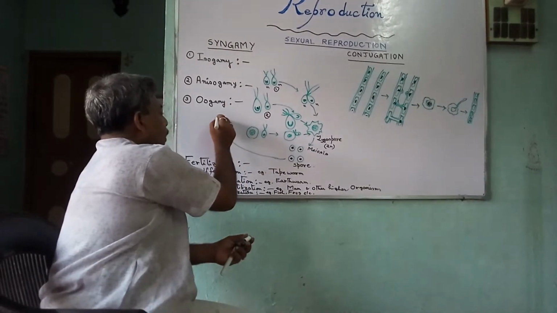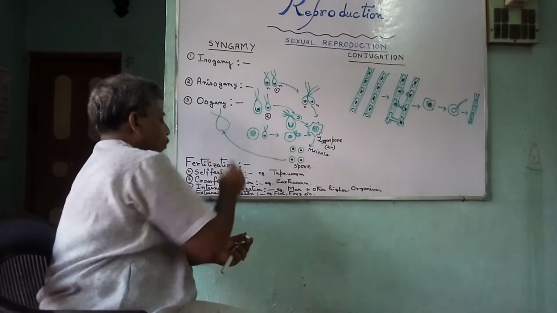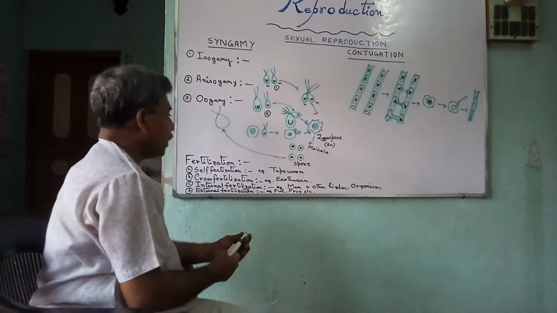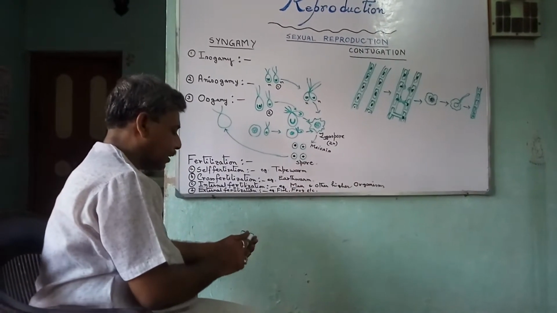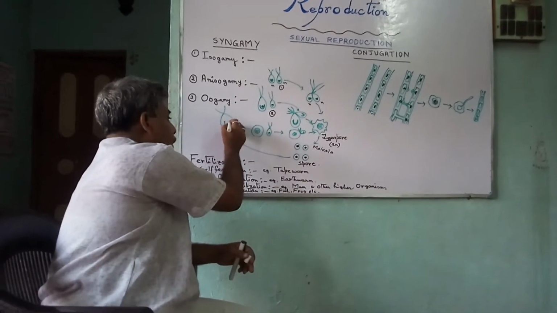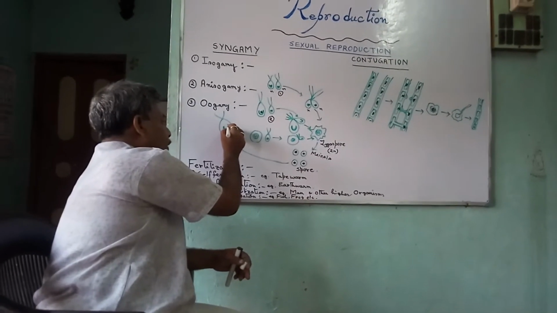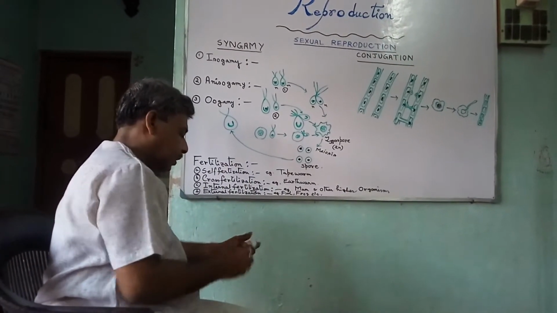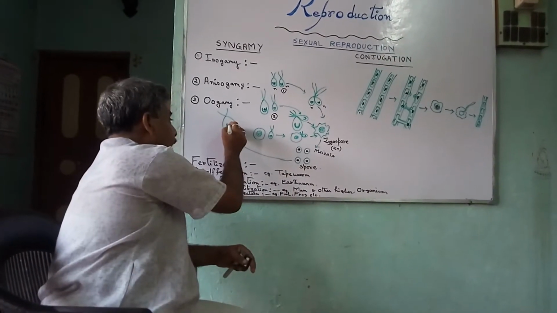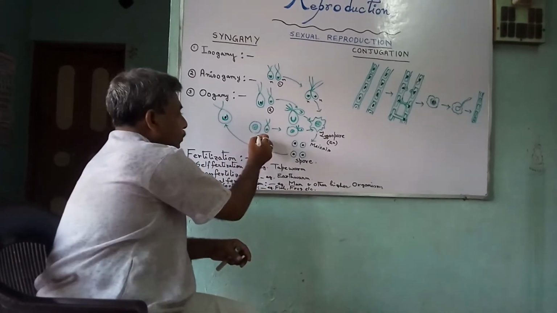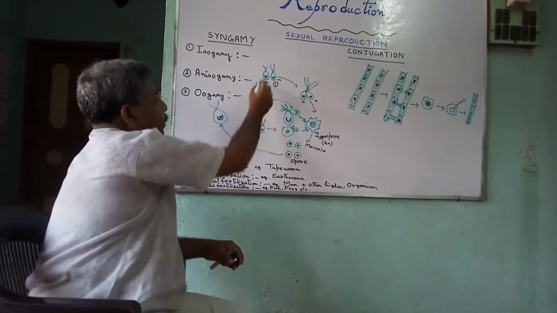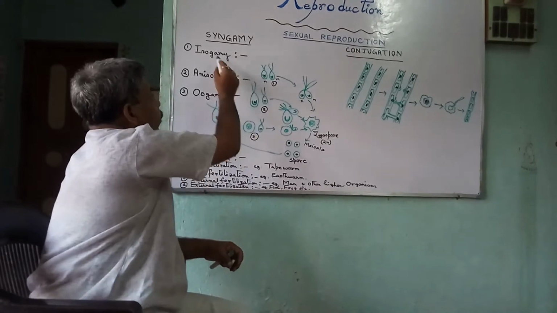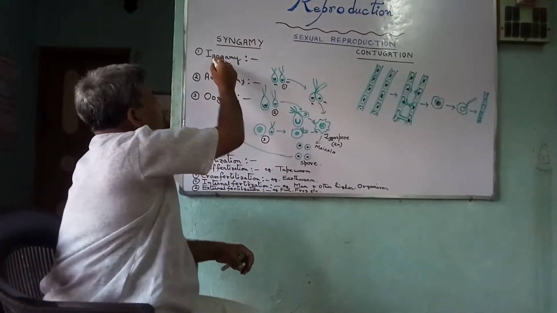Or the new Chlamydomonas. Depending on the nature, it may be large, it may be small. But a new individual is formed after fusion of the two gametes. Thus, the new cell is produced. When the two gametes are identical, that is called isogamy. So, number one is isogamy.